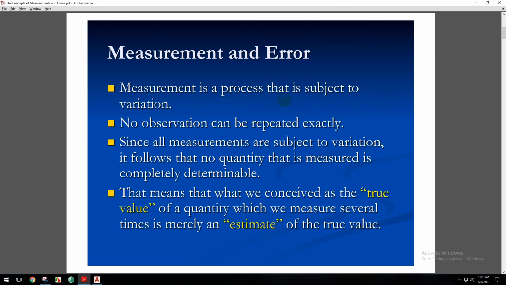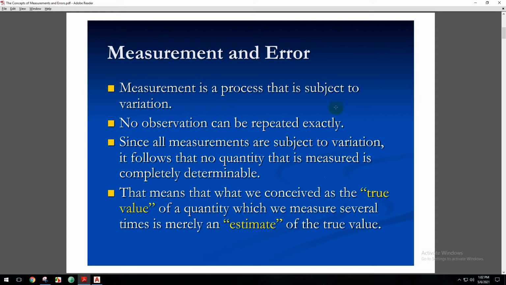Measurement is a process that is subject to variation. As you know, and in your experience, your measurement varies, for example, on a line every time. Your first measurement, for example, is 20.10. Next, your measure is 20.19. I know you have experienced this in your laboratory in Surveying 1. So there is variation in every measurement. No observation can be repeated exactly.